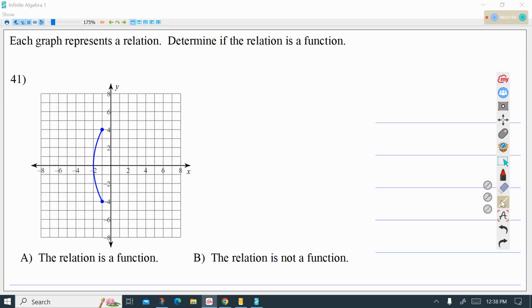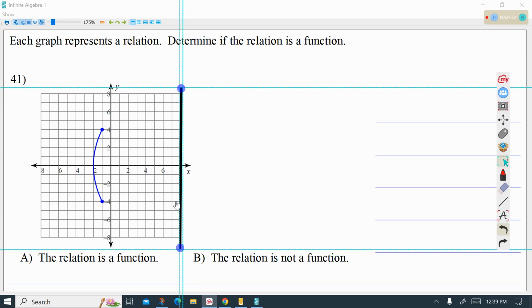Okay, and maybe even do the vertical line test like I've been showing you. That's what you should do. Okay, and what do you think? Did it pass the test or not? So you go find out. So we're going to scan it.